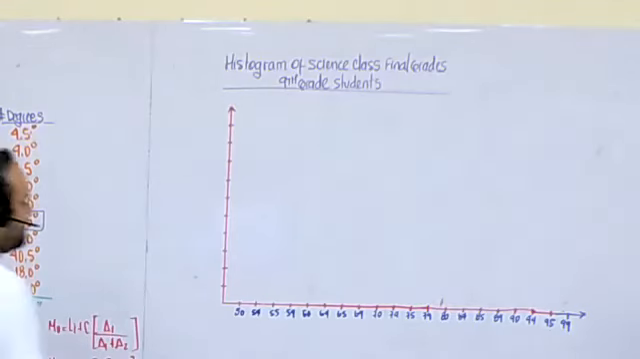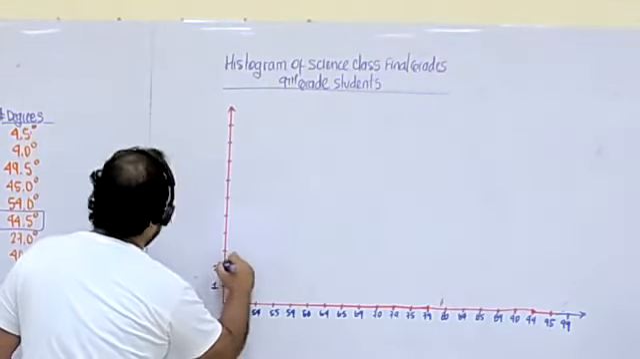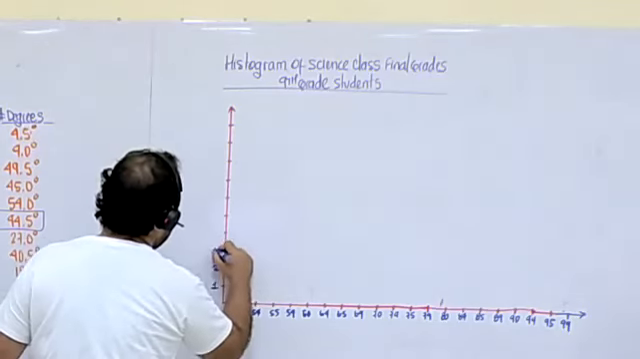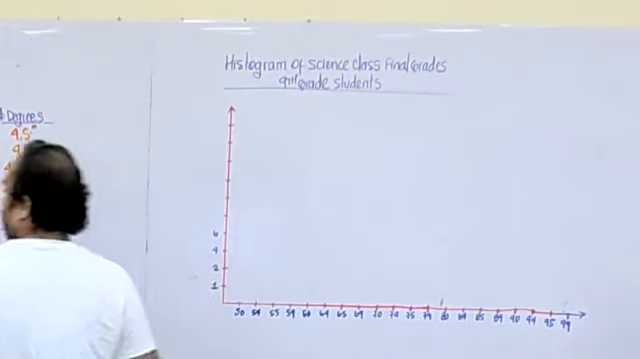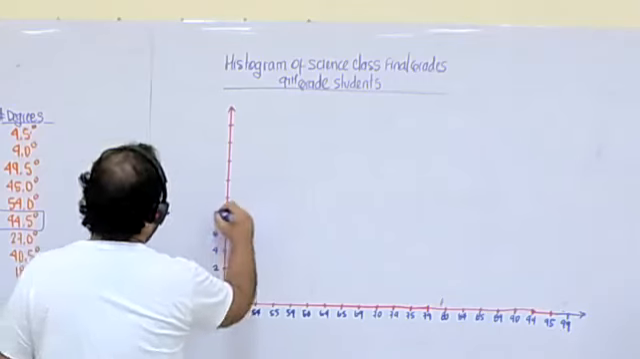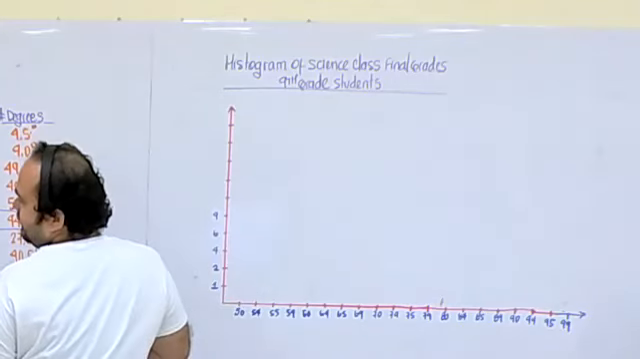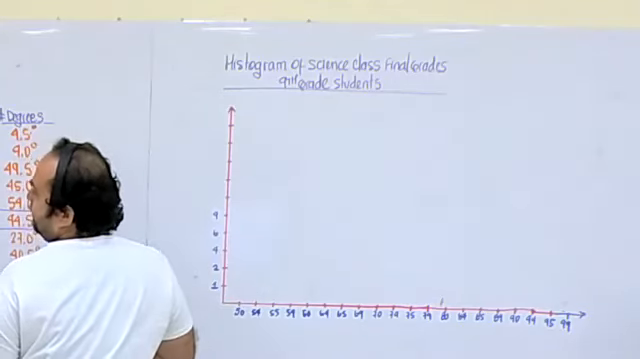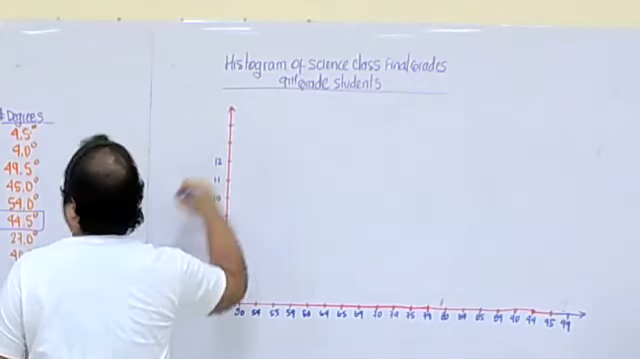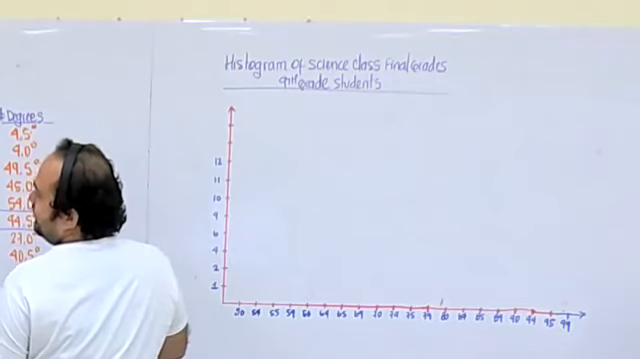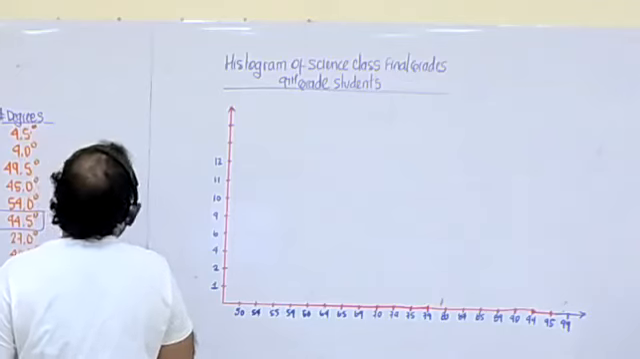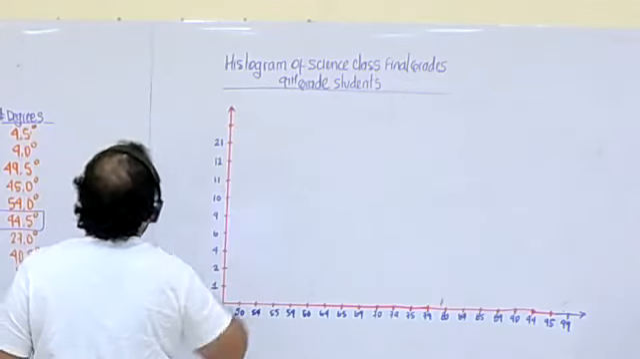All right, and let's drop the frequencies: 1, 2, 4, 6, 9, 10, 11, 12, and what else? 21, right?